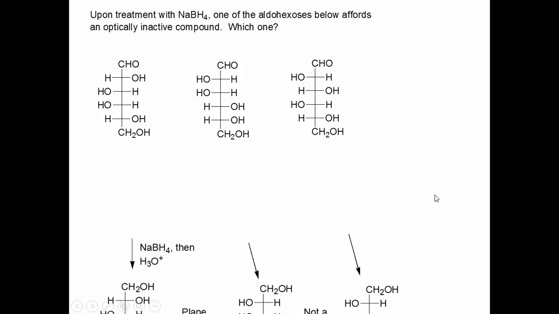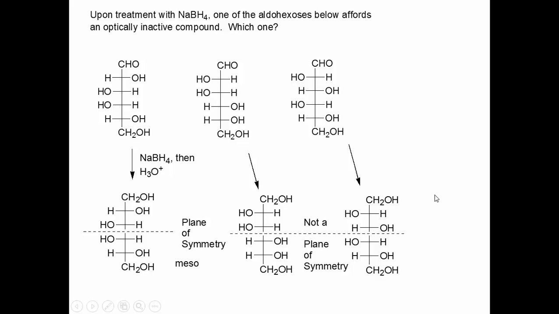So let's consider the reduction product of each of those. And what we find here is that only the compound on the far left, which is galactose, is going to give us a compound with a plane of symmetry. When you draw this in its open chain form, and the product you can only draw in the open chain form, there's a plane of symmetry right here going between carbons 3 and 4 of the system. So this is the meso compound.